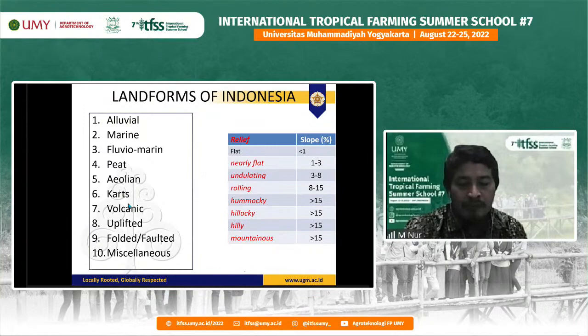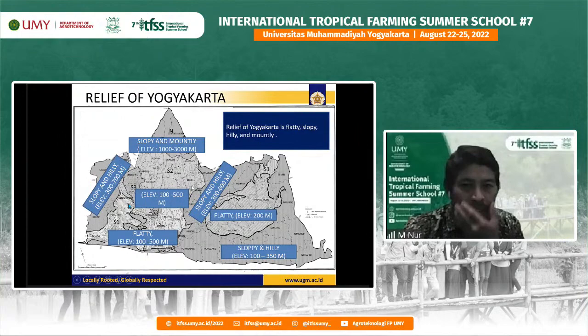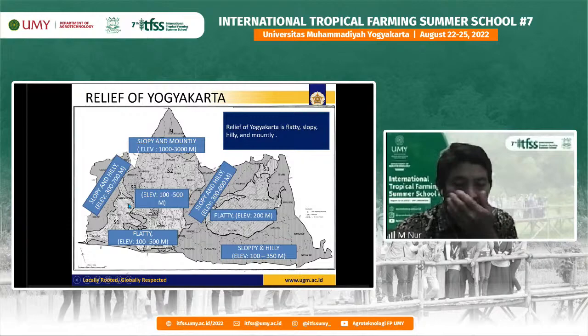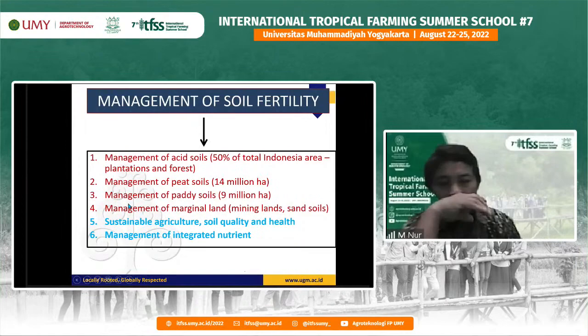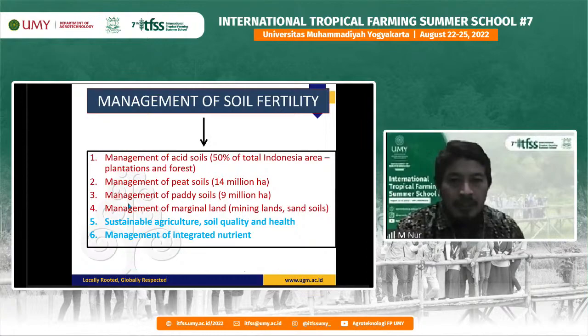And this one is about relief, I think. This is slopy and mountainous, and then this one is flat, in Yogyakarta, going to the beach. This is flat. And the slopy and hilly are in the west part and also in the east part of Yogyakarta, where we have special flat land. This one is marl, and the soil is vertisol. Some area is rice field in this area, but in the southern part of karst, this one is slopy and hilly.